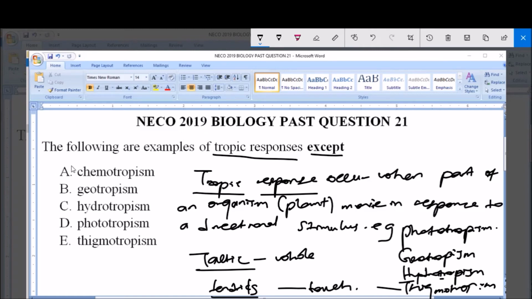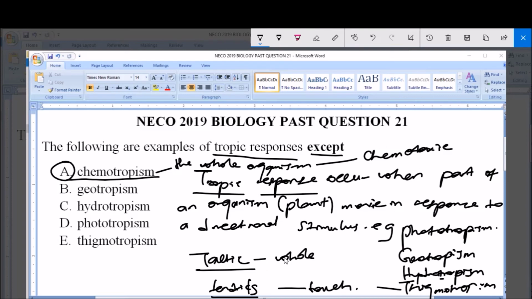Now option A here says chemotropism. Parts of plants do not respond to chemicals. In terms of chemical response, the whole organism responds to chemicals, and we call that chemotaxis. Chemotaxis is a tactic response, because whenever there's a chemical response, the whole organism responds to this chemical. So there is nothing like chemotropism, and therefore chemotropism is the answer to this question, because it is not a tropic response.